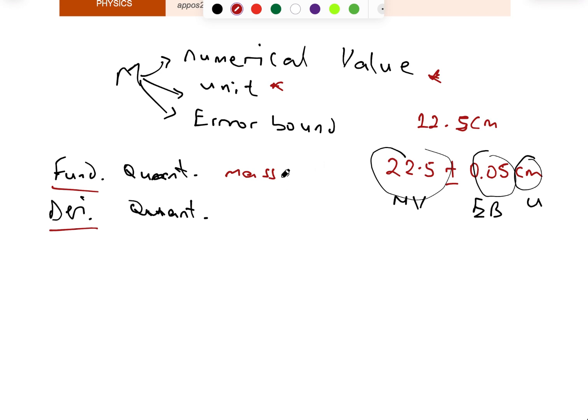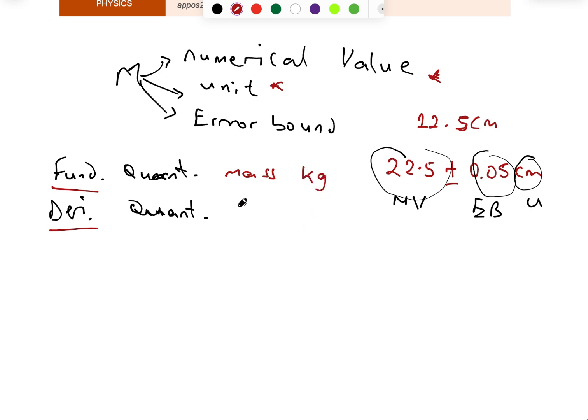So for every object to exist, in fact, what we say is that matter is anything that has mass and can occupy space. The fact that you exist, you are matter, and therefore you have mass. So mass is the first fundamental quantity, and the SI unit of mass is kilogram.